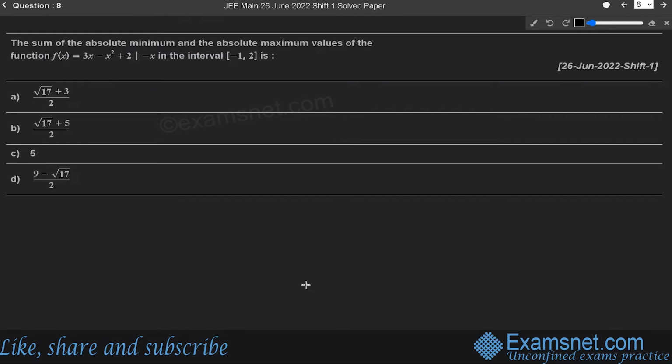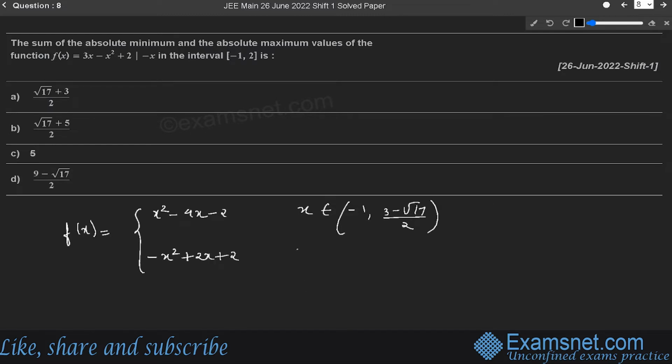The sum of the absolute minimum and the absolute maximum values of the function f of x is equal to 3x minus x square plus 2 minus x in the interval minus 1 comma 2 is. So this function can be written as f of x is equal to x square minus 4x minus 2 when x belongs to minus 1 comma 3 minus root 17 upon 2, and f of x will be minus of x square plus 2x plus 2 when x belongs to 3 minus root 17 by 2 and 2.